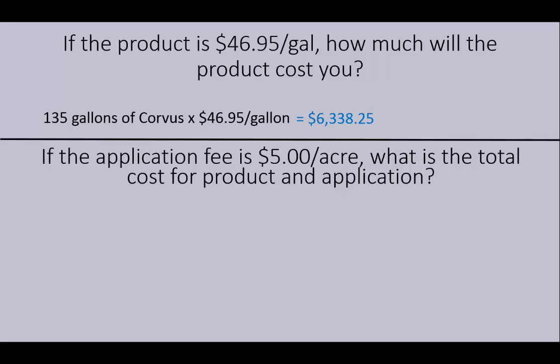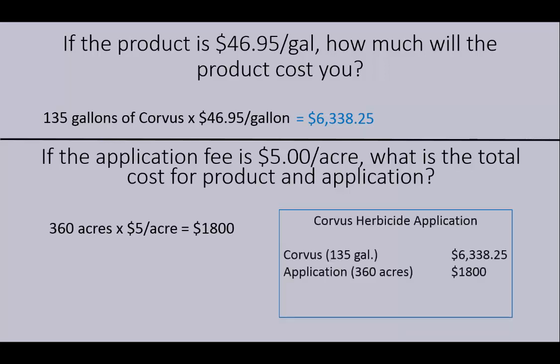We are applying this herbicide onto 360 acres. 360 acres times $5 per acre equals $1,800 for the application costs. $1,800 for the application plus $6,338.25 for the herbicide gives us a total bill of $8,138.25.